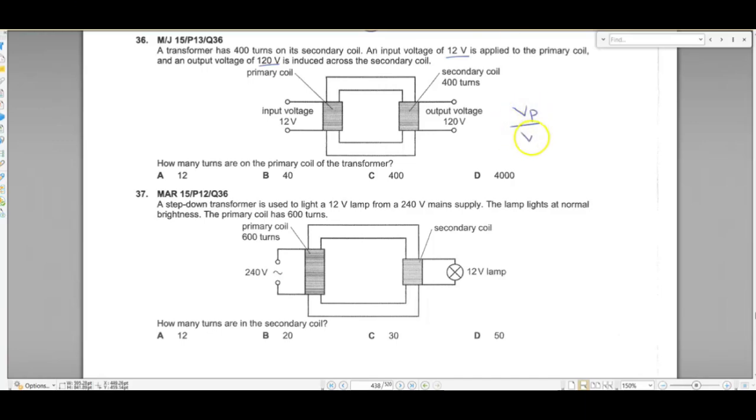Okay, VP over VS is equal to NP over NS. So VP is 12, VS is 120, NP we have to find, and NS is 400. So this gives NP to be 40 turns. So B is the correct option.